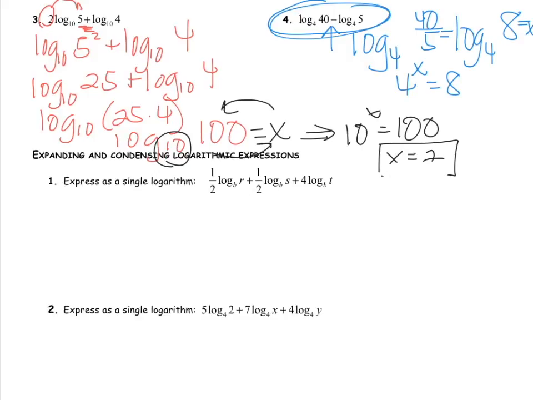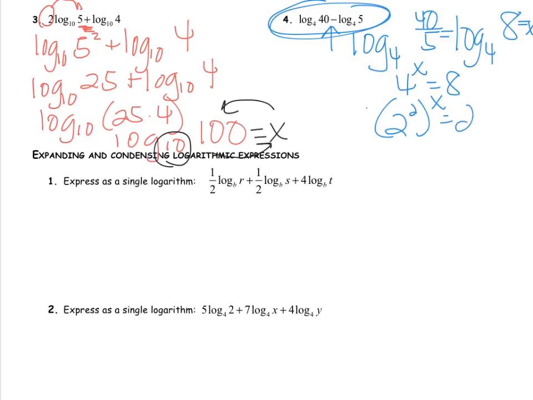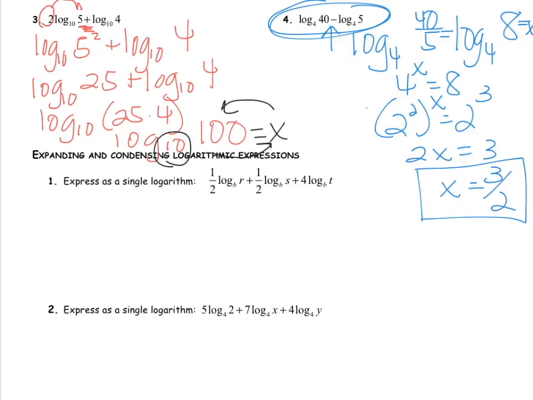And I need to erase this to make room. So hopefully you got everything. And this would be 2 squared to the x equals 2 cubed. So 2x equals 3, and x equals 3 over 2. So we just use those rules to help us simplify.